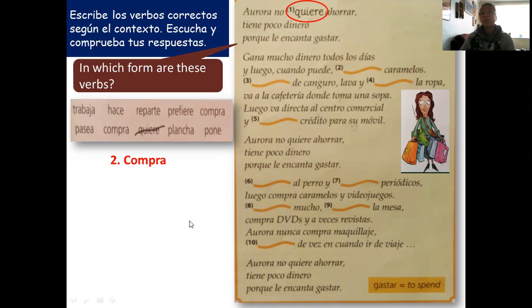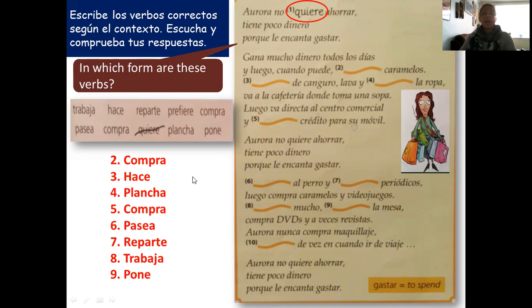Okay, so the first one is quiere, 2 compra, 3 hace, 4 plancha, 5 compra, 6 pasea, 7 reparte, 8 trabaja, 9 pone y 10 prefiere. Okay, so well done if you got 10, muy bien, excelente. Please mark and check, mark and write down your scores. Okay, it's always very important that you do that.